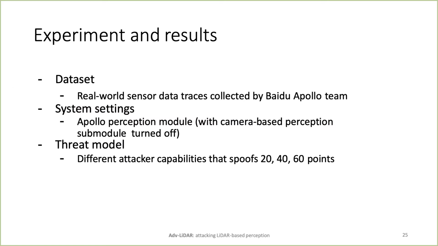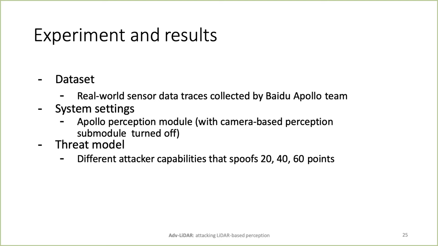So they were able to design those two functions, and then they ran some experiments. They got some real sensor data traces from the Baidu Apollo team. The Apollo team drove around somewhere and have a bunch of LiDAR traces, and so they have access to those. And then they have the open source system. They turned off the camera system, so they're just running the LiDAR system. In the real world, you'd have to assume you're also fooling the camera system in addition to the LiDAR system. But right now we're just focusing on, can you fool the LiDAR component?